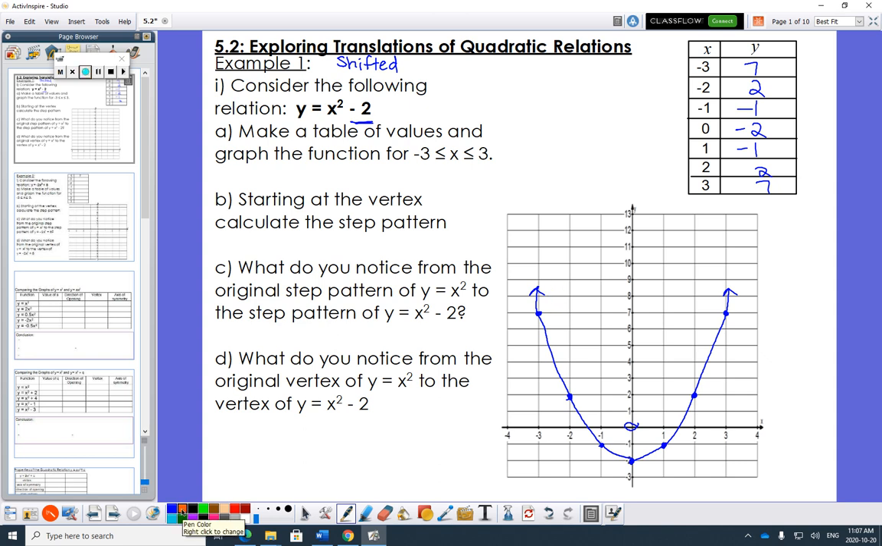Okay, so B says, starting at the vertex, find the step pattern. So yes, you can do the first differences, but again, after these two first examples we're going to move away from table of values. So I would use your graph, okay? So start at the vertex, we always go over 1, up 1, over 1, up 1, 2, 3. Over 1, up 1, 2, 3, 4, 5.